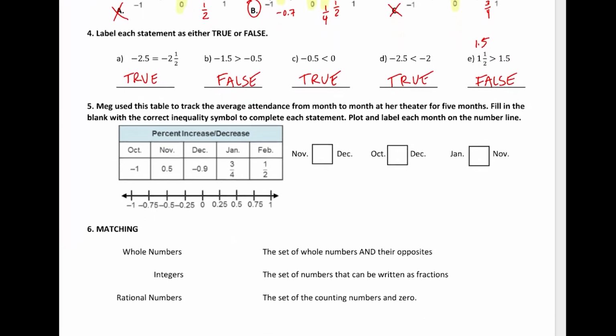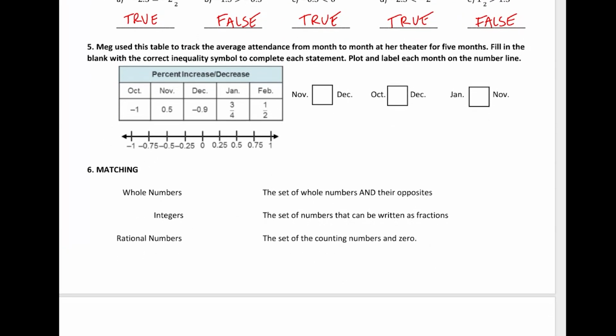For number 5, it says Meg used this table to track the average attendance from month to month at her theater for 5 months. Fill in the blank with the correct inequality symbol to complete each statement. Plot and label each month on the number line. So again, we're just comparing the numbers that we see in the boxes there. It might help to put each month on the number line so we can clearly see which one's bigger.